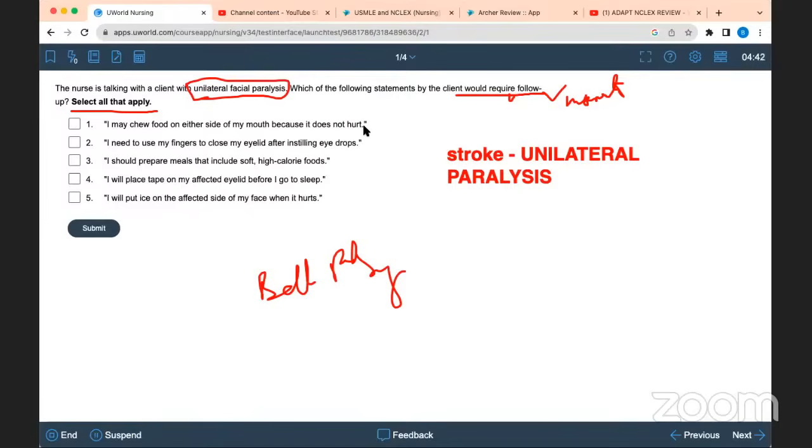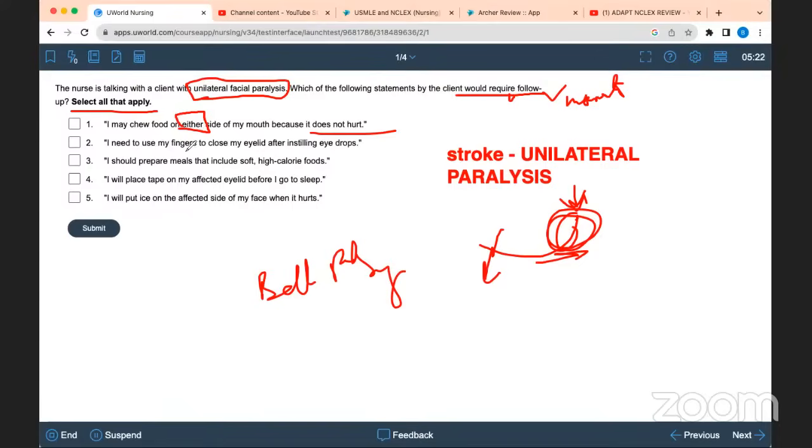Therefore, your face, when you chew, it's not going to hurt. But the keyword is either side. Okay, you can chew from either side. One will be drooling, the other one is fine. So you chew on the side that is not drooling. It's not going to hurt. This is a trap. Of course, it's not a sensory problem, so there will be no pain. But one side is going to be not working, so you're going to drool from there.